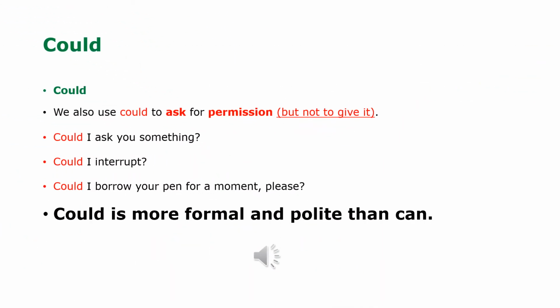Could. We also use could to ask for permission, but not to give it, only to ask for permission. For example, could I ask you something? Could I interrupt? So if you are doing something, I can ask, could I interrupt to stop you to ask you for something? Could I borrow your pen for a moment, please? So look, could is more formal and polite than can.